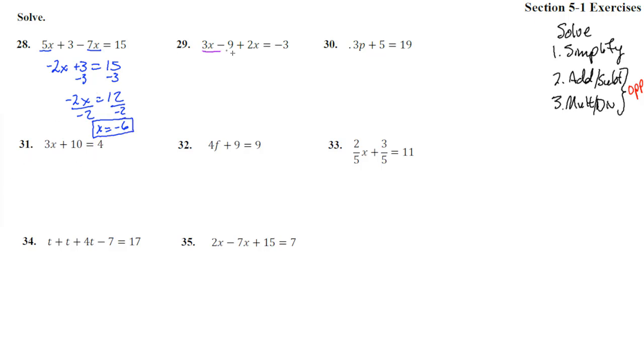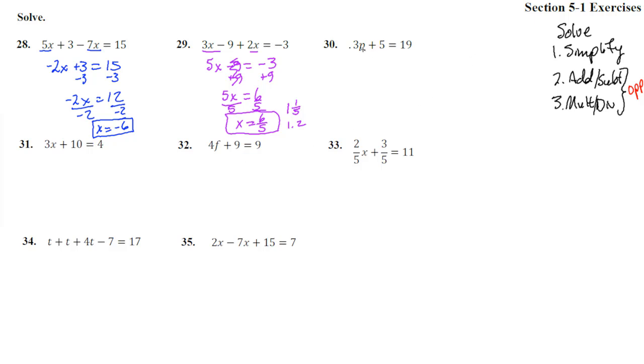Number 29. We got the 3x and the 2x, so that's a 5x minus 9, all on this left-hand side, which simplifies down to that, equals a negative 3. We've got to get rid of the negative 9. Remember, we must do the addition, subtraction first here. Add 9 to both sides, and we get 5x equals 6. Then do the opposite of multiplying by 5, which is dividing by 5. x equals 6/5. You can leave it like that, or if you'd like, change it to 1 and 1/5, or 1.2. Those are also legitimate answers.